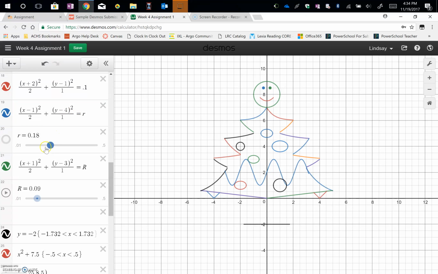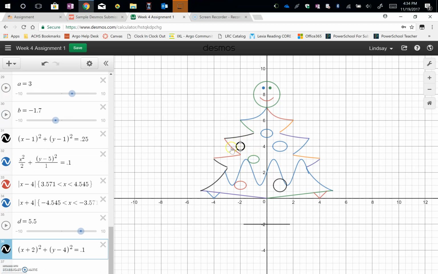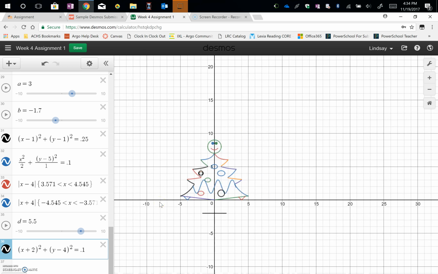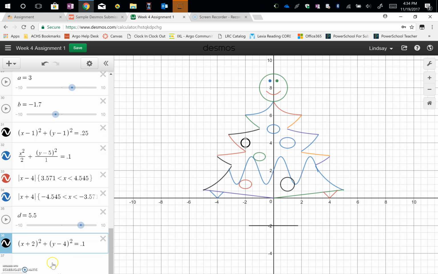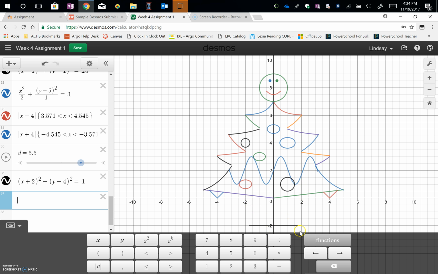And I made a slider for the radius here to make the ornament bigger or smaller. And then what I just formed is a circle with no restriction, so I can't change the radius of it. I can't change the center of it. It's just kind of put where it's at. Next thing I'm going to form is the hyperbola down here to form the other sides of the stem.